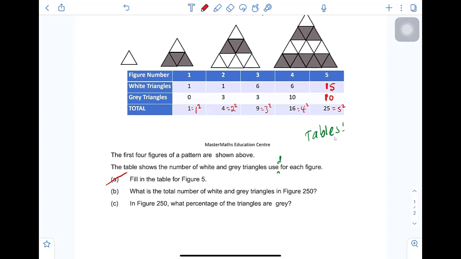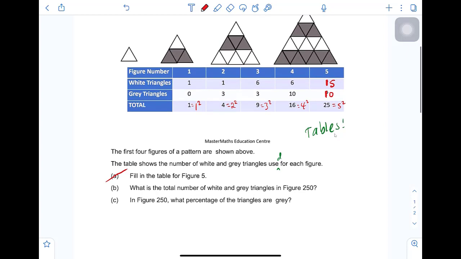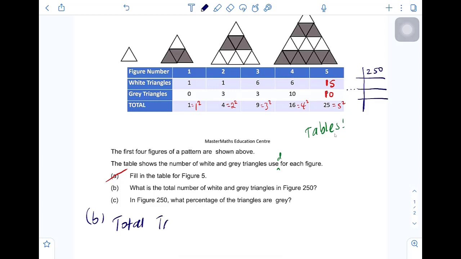What is the total number of white and grey triangles in figure 250? Somewhere down the road, of course, you're not expected to fill up the blanks all the way. Somewhere down the road, there is this figure 250. And again, we have observed that the total triangles is related to the figure number. So for part B, total triangles in figure 250, now this will be 250 times 250, right?